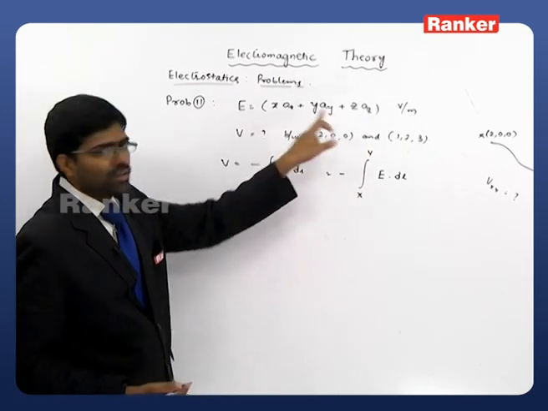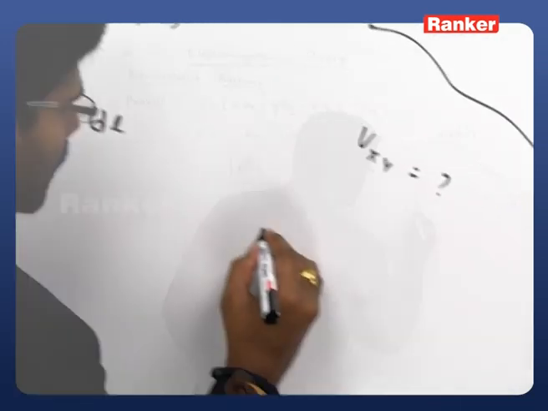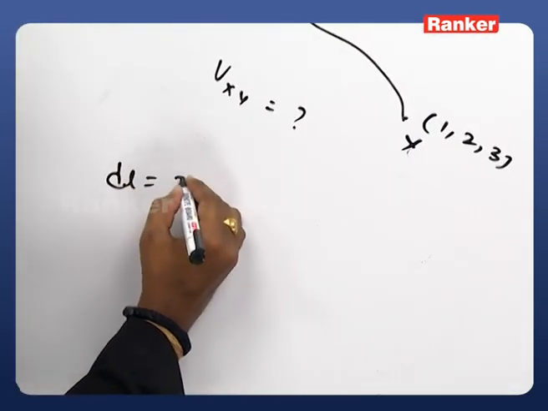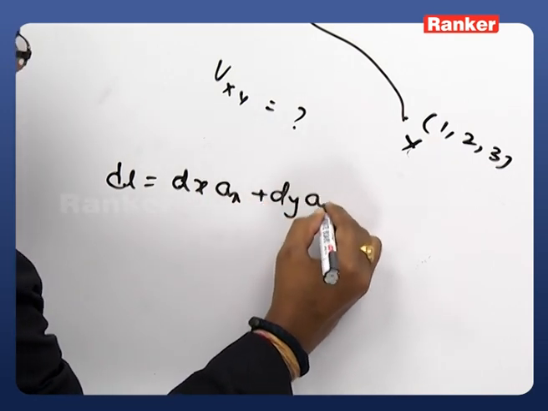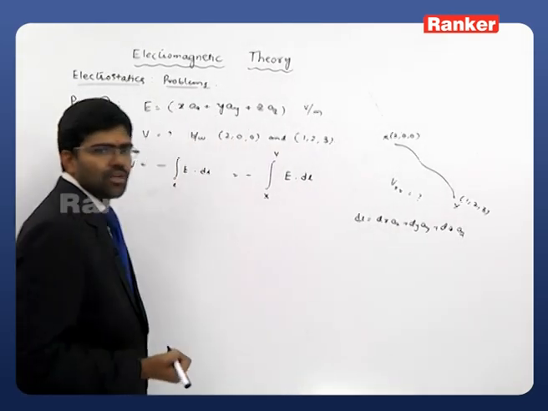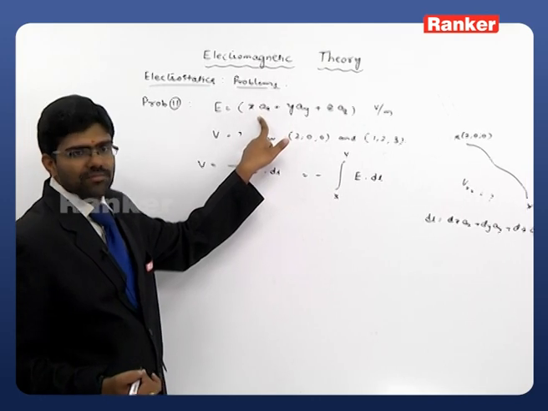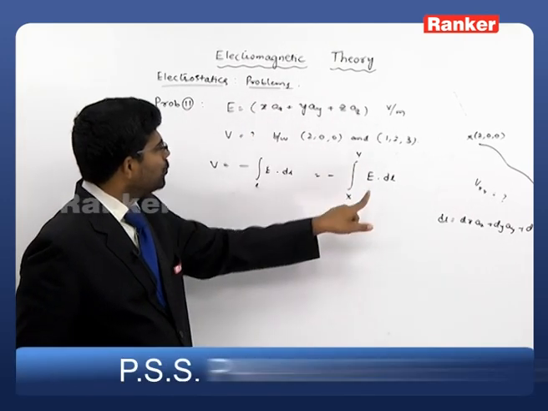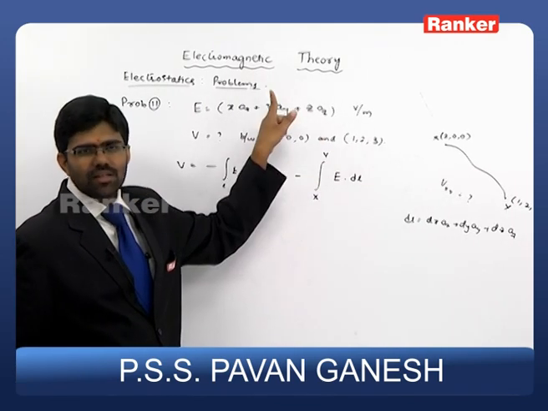Since this is given in the Cartesian coordinate system, take dl in the Cartesian coordinate system. How can you write this? dx ax plus dy ay plus dz az. So take the dot product between this dl and E. What is the dot product between these two? ax dot ax is 1, ay dot ay is 1, az dot az is 1.